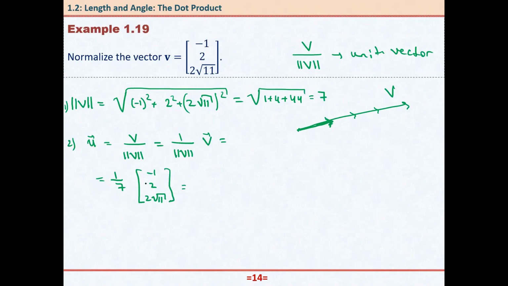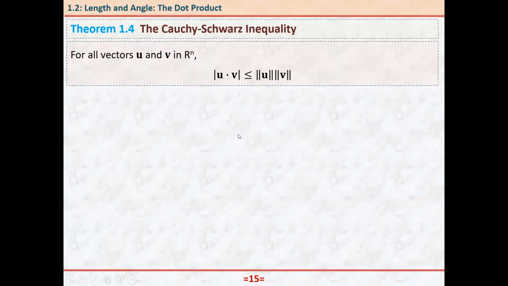We know how to multiply a vector by a scalar. As you know, we just need to multiply each component by 1 over 7. So here we have -1 over 7, 2 over 7, 2 times square root of 11 over 7. So we have just normalized this vector. That is all about normalizing a vector.